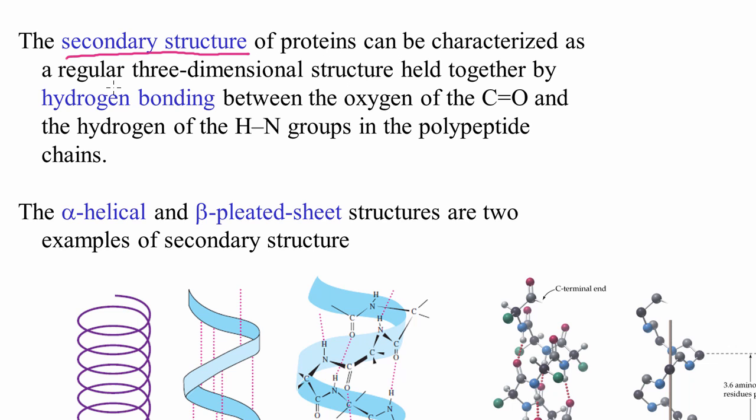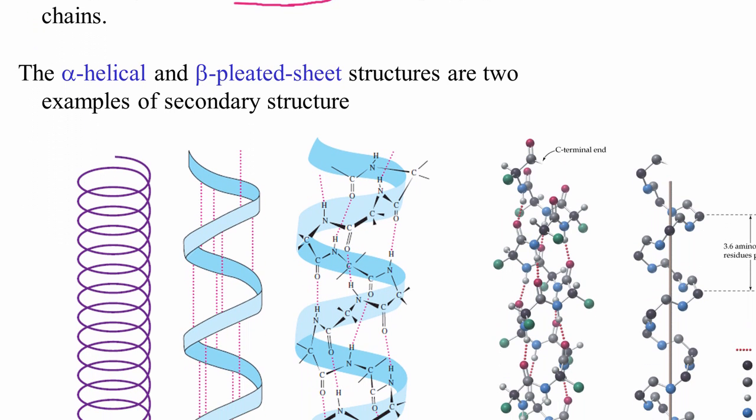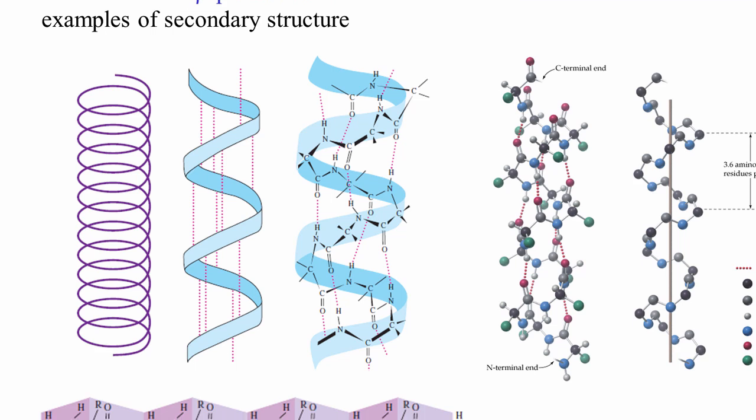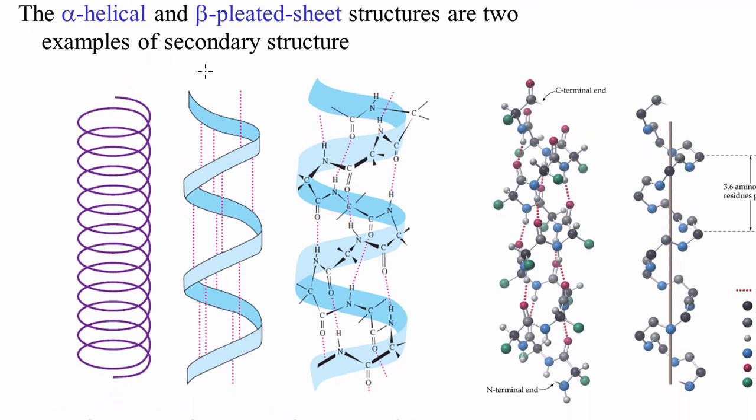And we characterize that as a regular 3-dimensional structure held together by hydrogen bonding between the oxygen of the carbonyl group and a hydrogen of the amino groups in the polypeptide chain. Okay, so 2 examples of secondary structure. The first one is what we call the alpha helix, and that's where the chain coils into this helical structure, and its shape is held by hydrogen bonding along the backbone.